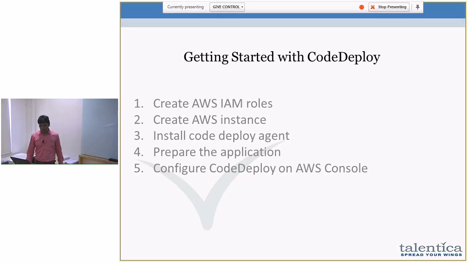There are 5 simple steps to work with CodeDeploy: create IAM roles, create AWS instances, install the CodeDeploy agent on those instances, prepare the CodeDeploy application and the deployment group, and configure CodeDeploy on the console. These are the steps in which we can simply set up CodeDeploy and start our deployment.